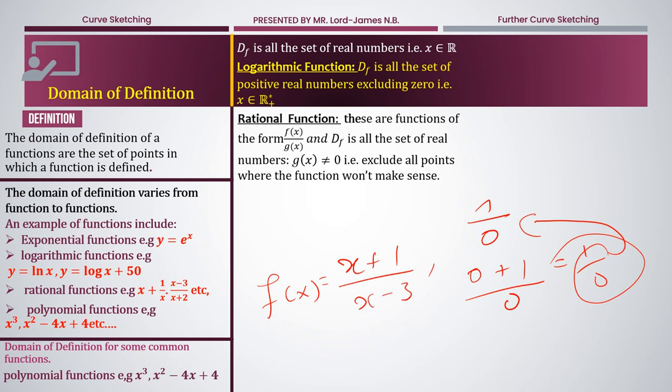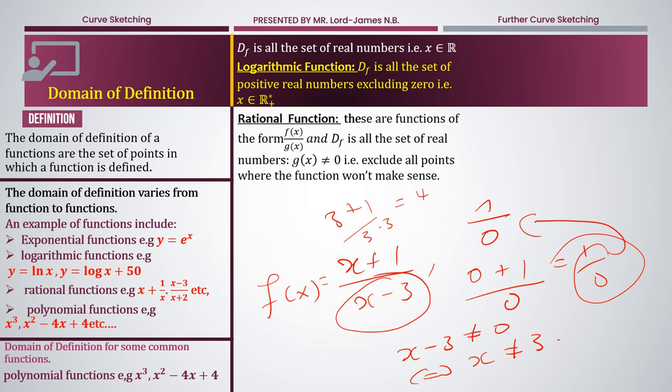This works for other types of functions, like for example, with x minus 3. It is going to be defined for all values of x such that the denominator x minus 3 should be different from 0. And so we get that this holds if and only if x is different from the point 3, because at the point 3 what we get is 3 plus 1 divided by 3 minus 3, which gives 4 over 0.